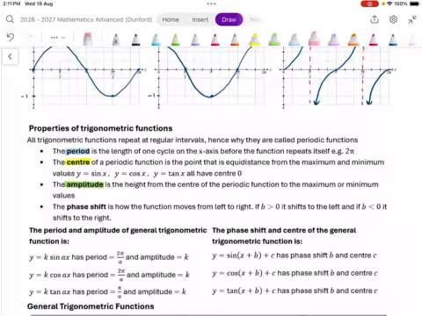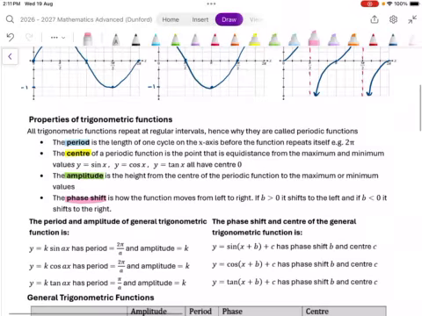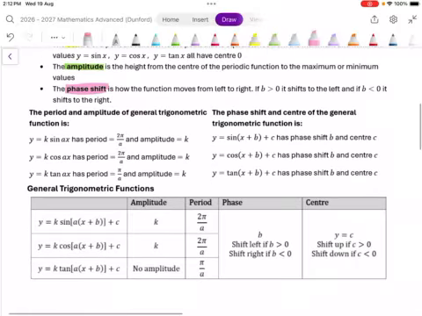And then our phase shift is probably the hardest one to do, is how the function moves from the left to the right. Okay, if b is greater than 0, it shifts to the left. If b is less than 0, it shifts to the right. So it's exactly the same as how we did it when we were looking at our transformations.